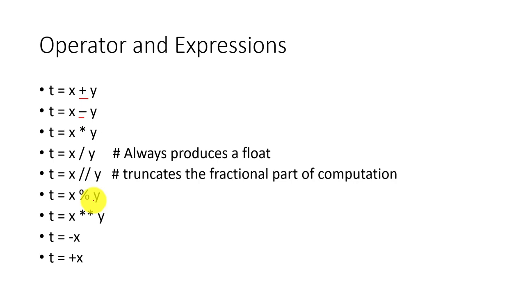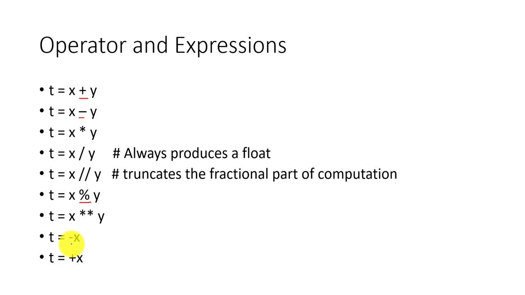Next, if we want to get the remainder value of a division operation, then we can use the operator percentage. In this case, if x is 5 and y is 2, and we know that if 5 is divided by 2, then the remainder is 1, so t will get the value 1. Next operator is this power operator double star. In this case, if x is 5 and y is 2, then t will get 25, that is 5 raised to the power 2, that is 5 into 5. So t will get the value 25.